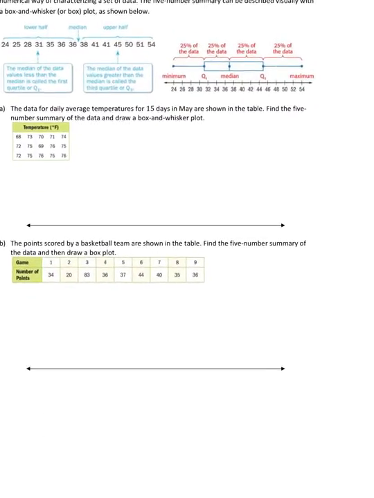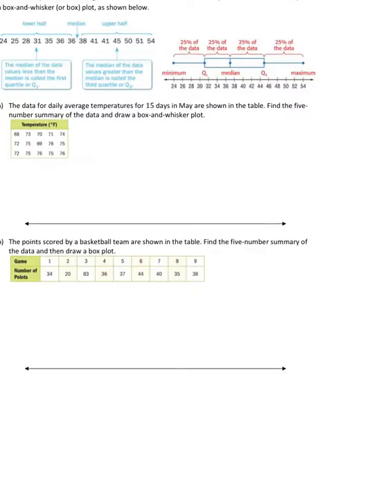Letter A. The data for daily average temperatures for 15 days in May are shown in the table. Find the 5-number summary of the data and draw a box and whisker plot. So, step 1. Put the data in order from least to greatest. Identify the min, the max, and the median. Then find Q1 and Q3, and then move on to plotting it on the box and whisker plot. I'm going to pause the video here and do all the math. You should do it at the same time on your own as it is review.